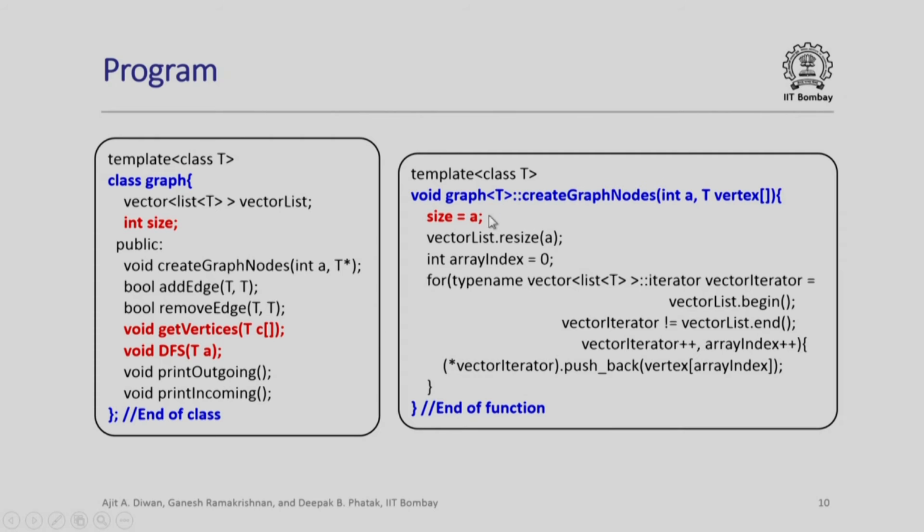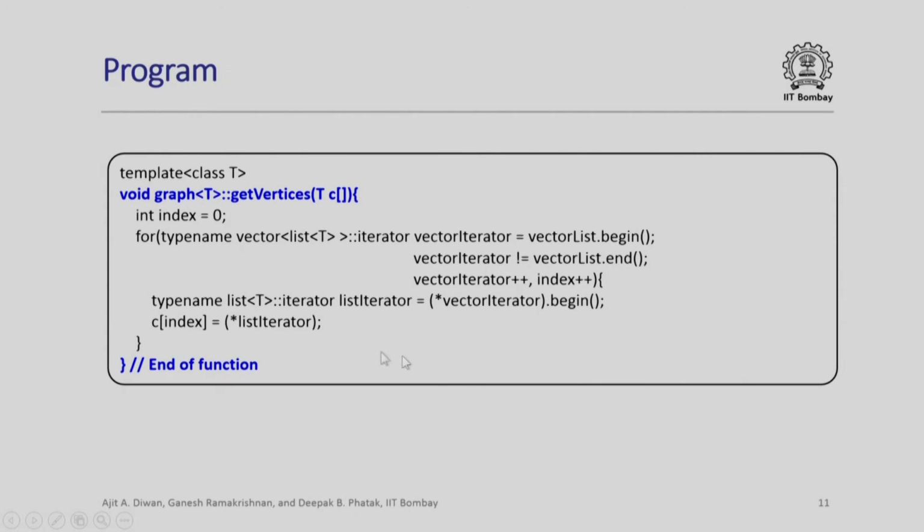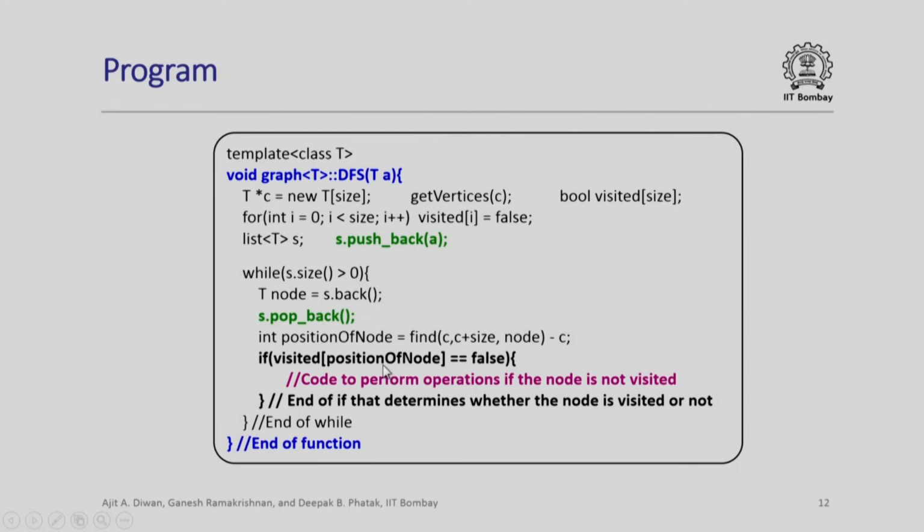Look at this, the only change here in the create graph nodes and other things is size equal to A, which we capture based on the input that we have been given. Next, let us look at get vertices. We are already familiar with this, it will get all the vertices through the iteration. Next, let us look at DFS.